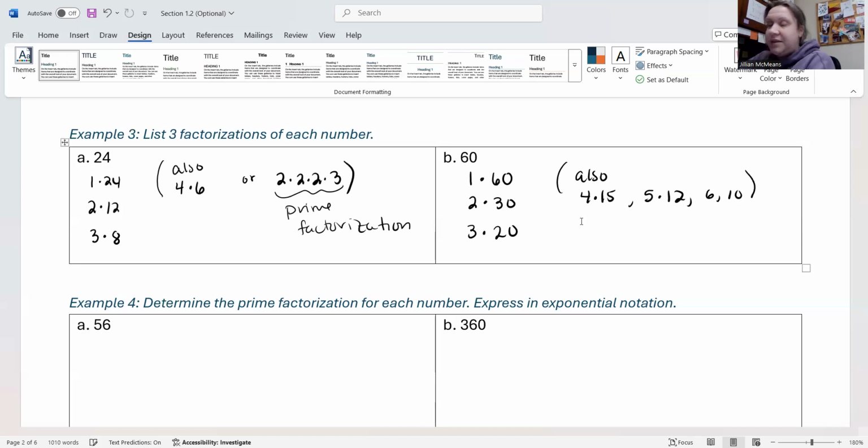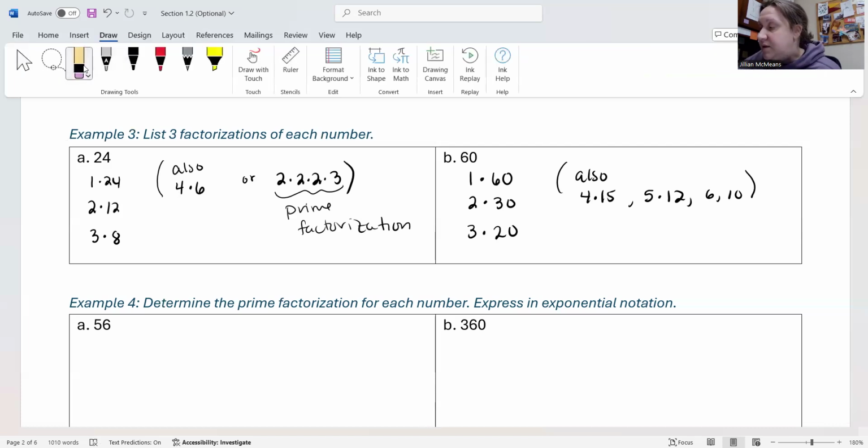And then I think that's all of the two-number factorizations of 60. We could get a prime factorization, but we'll learn prime factorizations in this next example.